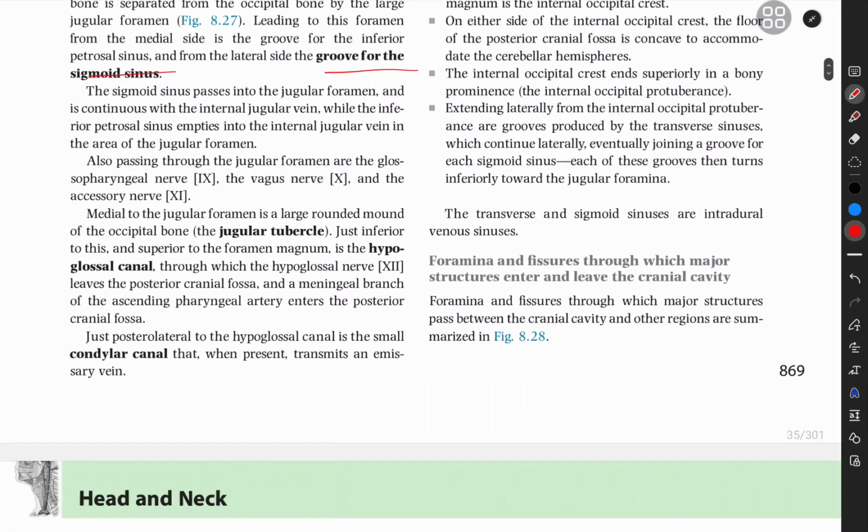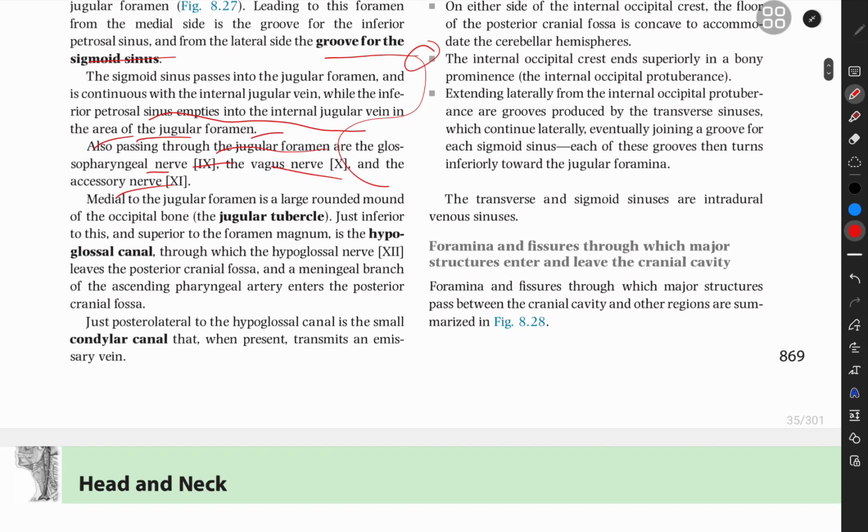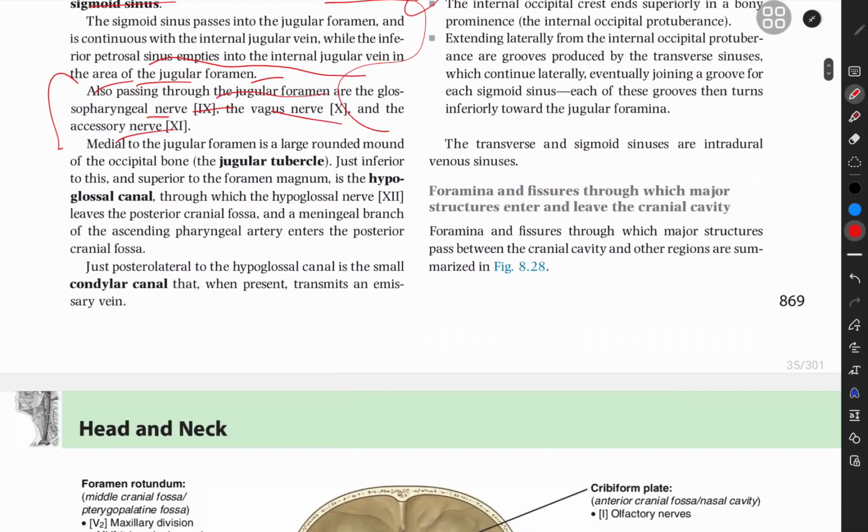The sigmoid sinus passes into the jugular foramen as continuous with the internal jugular vein, while the inferior petrosal sinus empties into the internal jugular vein in the area of the jugular foramen. The sigmoid sinus becomes an S and ends at the jugular foramen. Also passing through the jugular foramen are the glossopharyngeal, vagus, and accessory nerves. This is summarized in the table. You just have to memorize it.